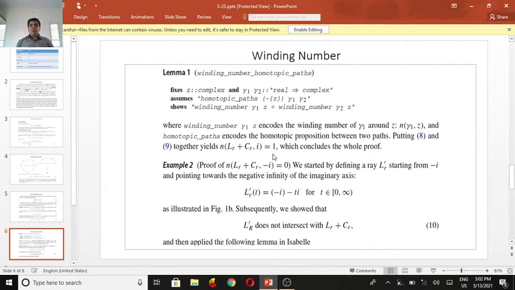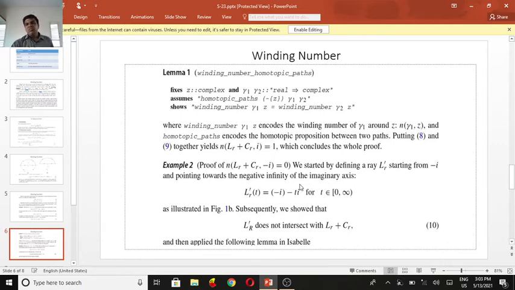Now one more example: to prove n times of LR plus CR, comma minus i, equals 0. We start by defining the ray LR dash starting from minus i and pointing towards negative infinity of the imaginary axis.